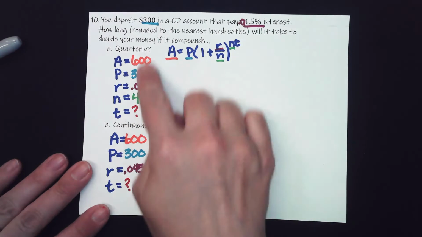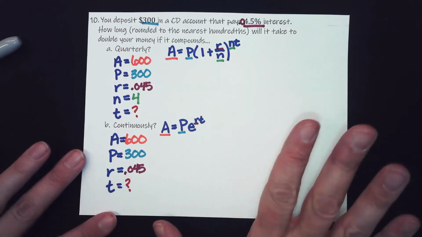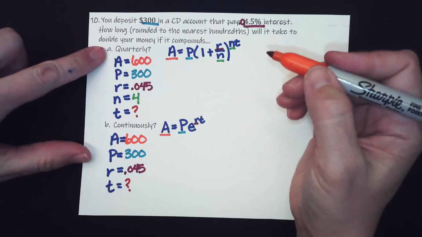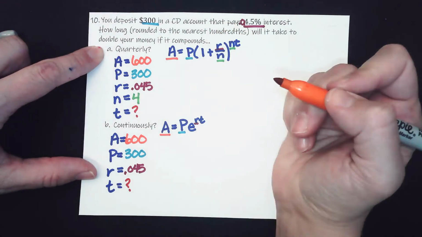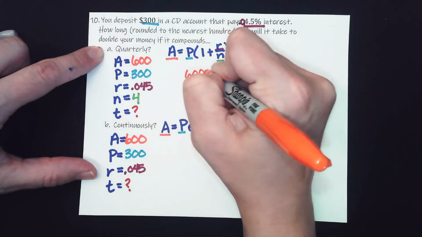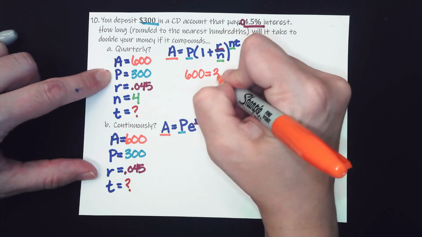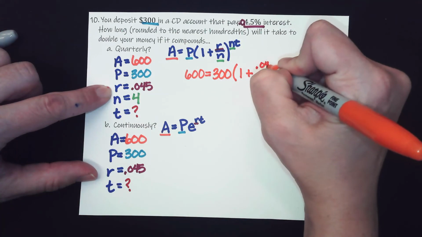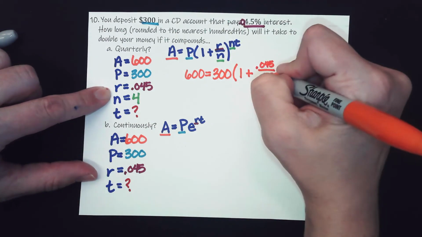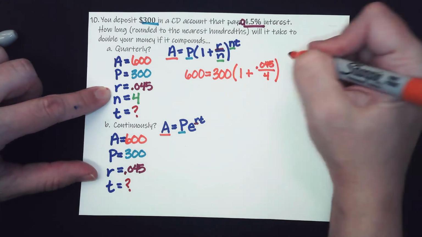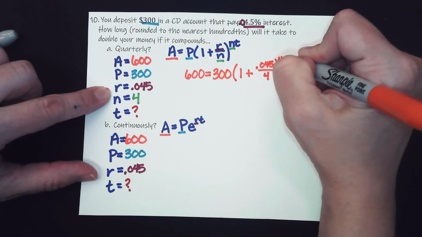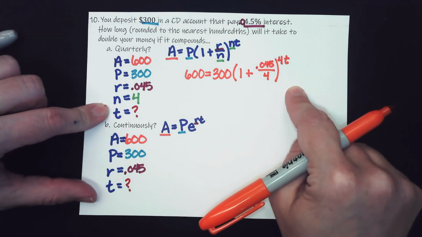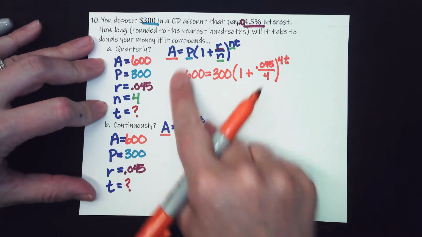I've already plugged in everything I know for both of these problems because a lot of it was the same, and I'm going to solve. Okay, so in A, I know my big letter A here is 600 equals the big letter P, which is 300, times 1 plus my rate, 0.045, over n, which is 4, to the power of n times time, t. Okay, and I don't know t, so it's my only variable that I have left. All right, let's go about solving this.